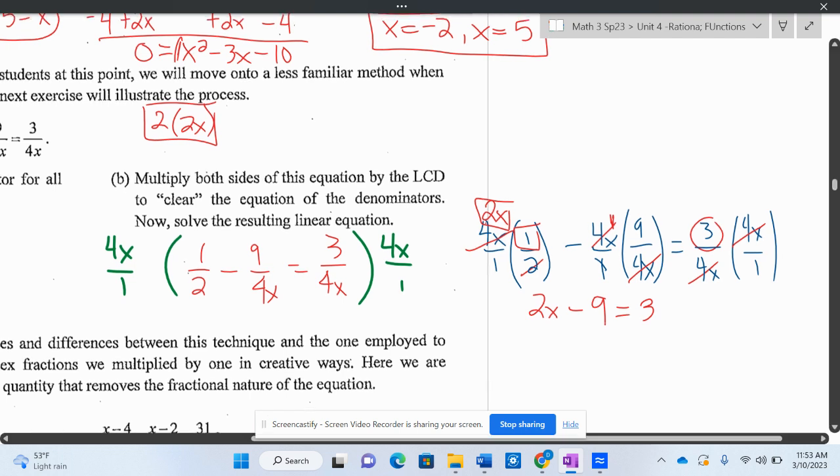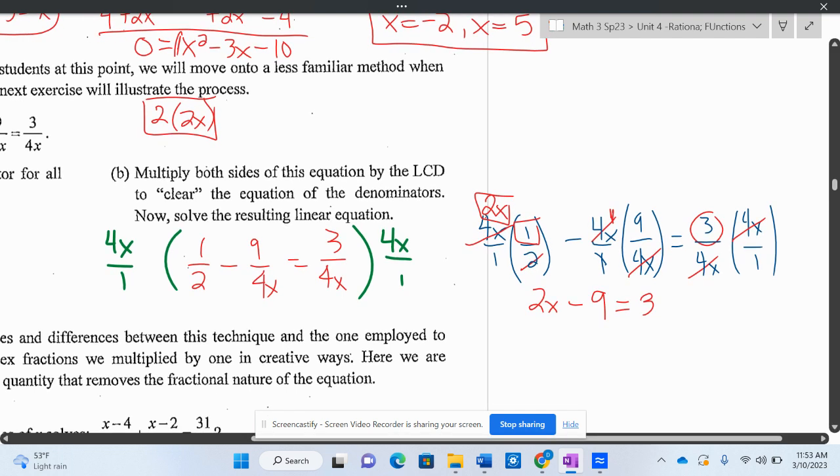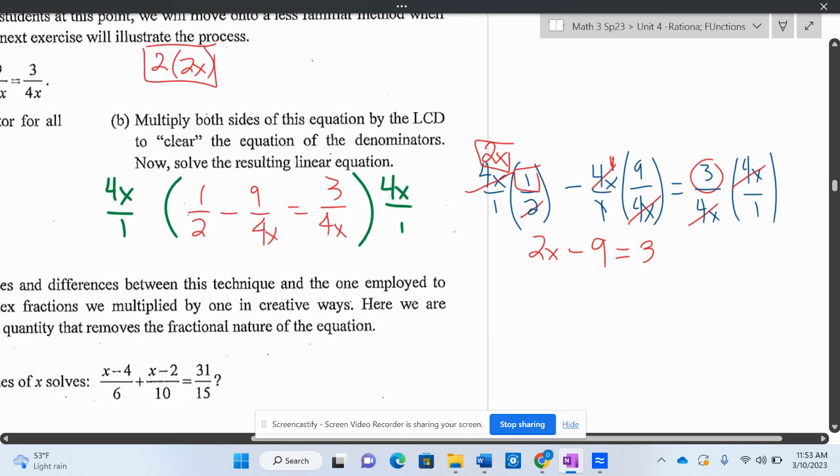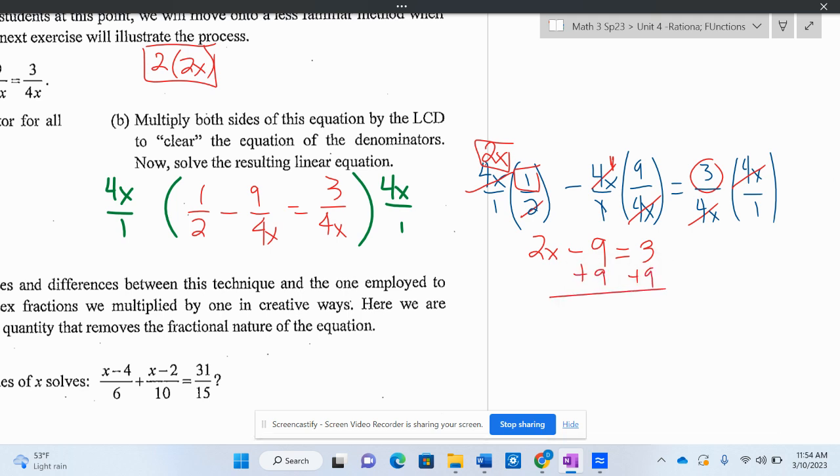9 equals, what do I have over here? 3. So we cancel out the denominators. We get rid of the rationality of our equation. Rational is fraction, right? We get rid of that. I'm going to add 9 to both sides. So 2x equals 12, which means x equals 6.